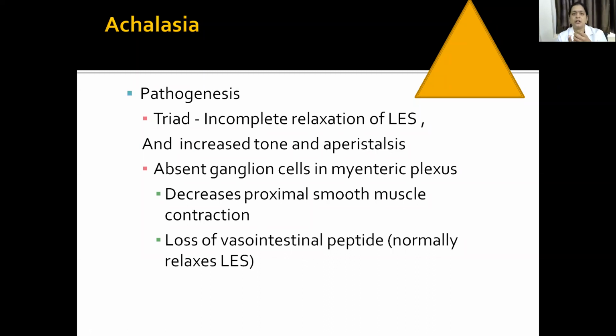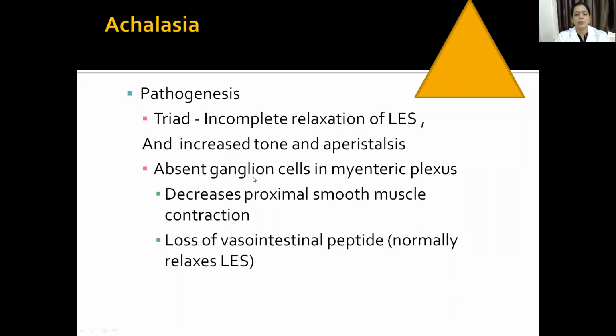That is a functional thing, right? So the lower esophageal sphincter, if it is too much contracted, whatever food you're eating just gets stuck, and then you can't actually make the food go into the stomach. So that's what happens here. There is incomplete relaxation of the lower esophageal sphincter with increased tone, that is increased contraction of the sphincter, and obviously there is no peristalsis or no coordinated movement.